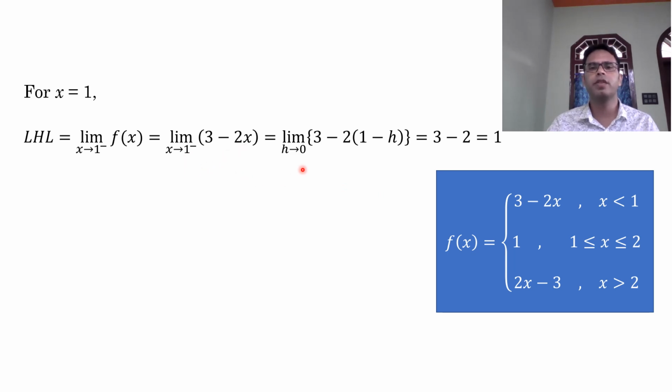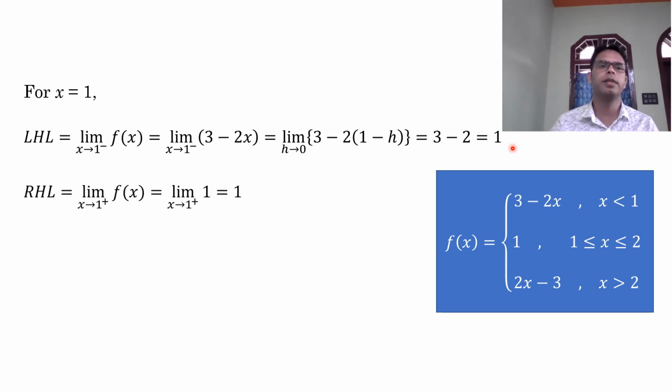Then make it h tends to 0. Likhilu. 3 is remaining same, 2 remaining same, and x is replaced by 1 minus h. This one 1 minus h. So now using h is 0, so h to 0 hoi gol, more thakibo 3 minus 2, 3 minus 2, and that value is equal to 1. So left hand limit we got as 1.